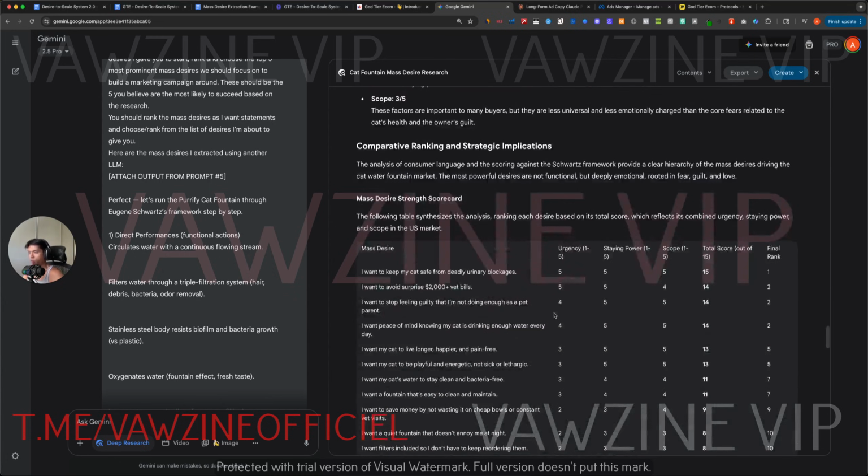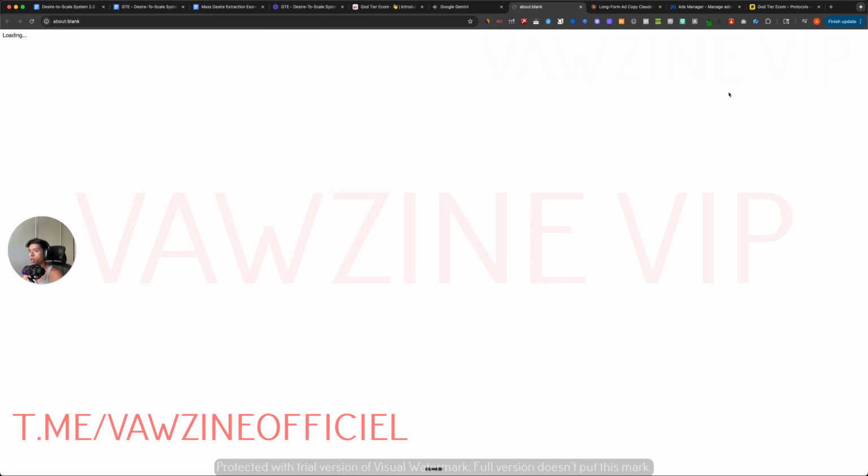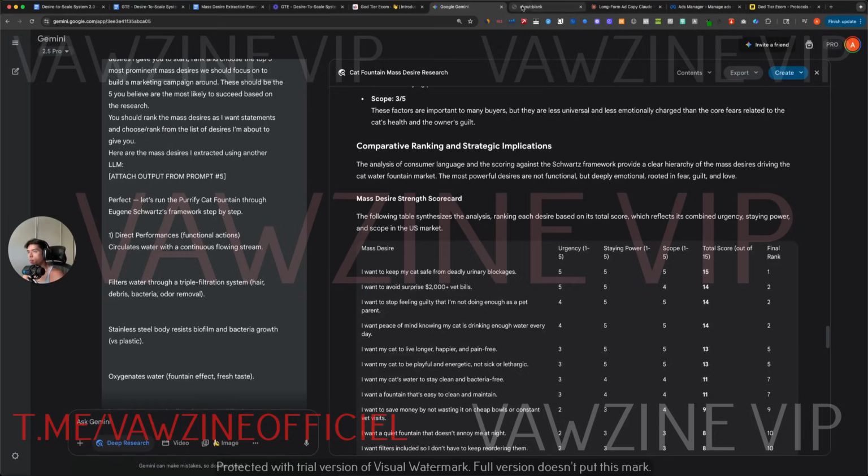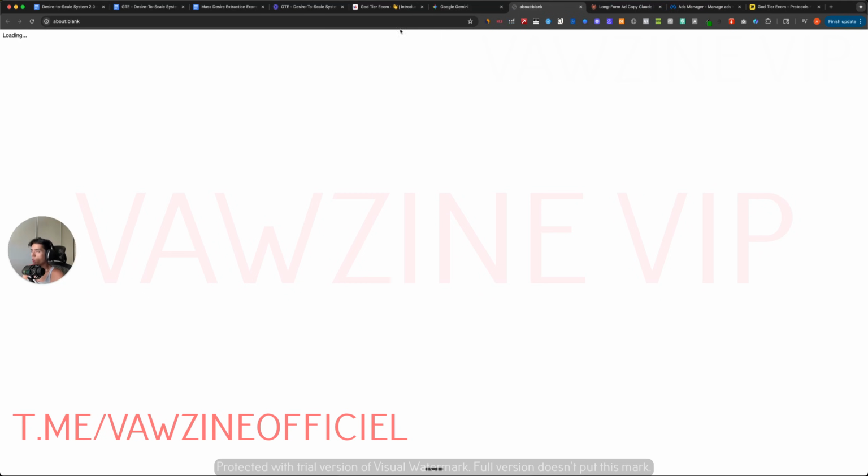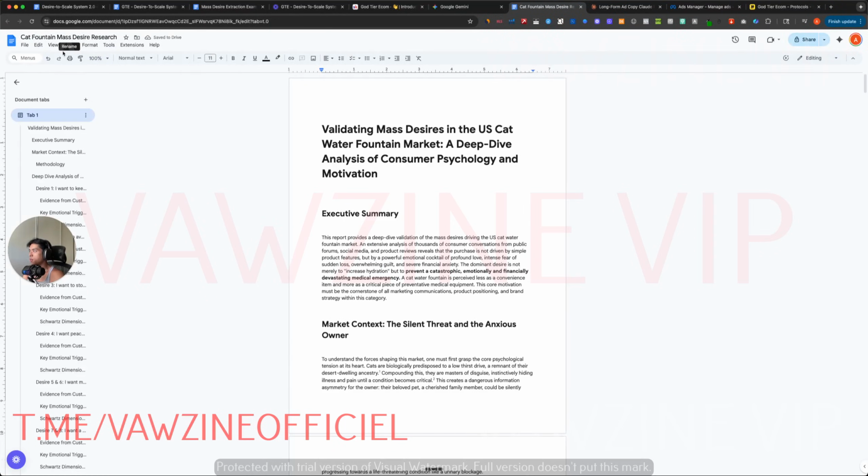So once you have all of this generated, similarly to all the documents, we're going to export this as a Google Doc. Again, if you're not using Gemini for this process, then you're going to copy the contents onto a new Google Doc, and we're going to download this document as a PDF. Okay, so Cat Fountain Mass Desire Research. We're going to download this, and we'll call this Cat Fountain Mass Desire Research and Validation. Okay, and then we'll download this as a PDF. All right, and so that is the last of the preliminary research documents that we need before we are ready to go ahead and write some ad copy with AI and start making some ads.